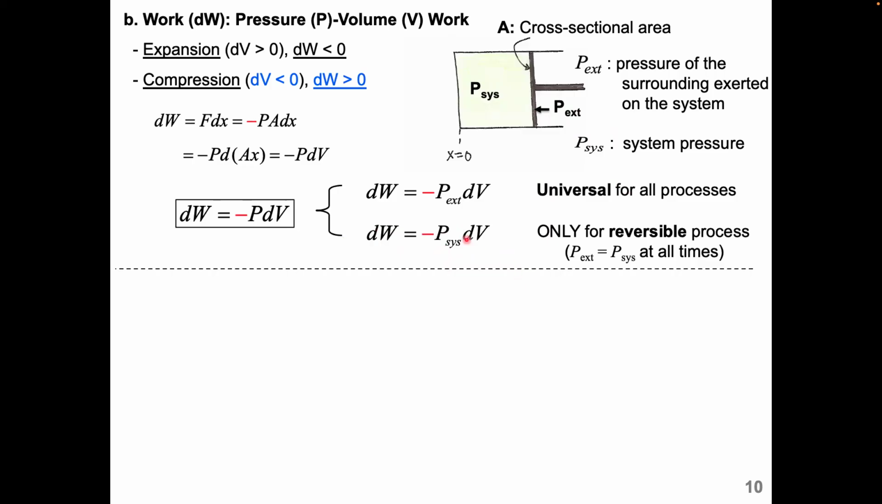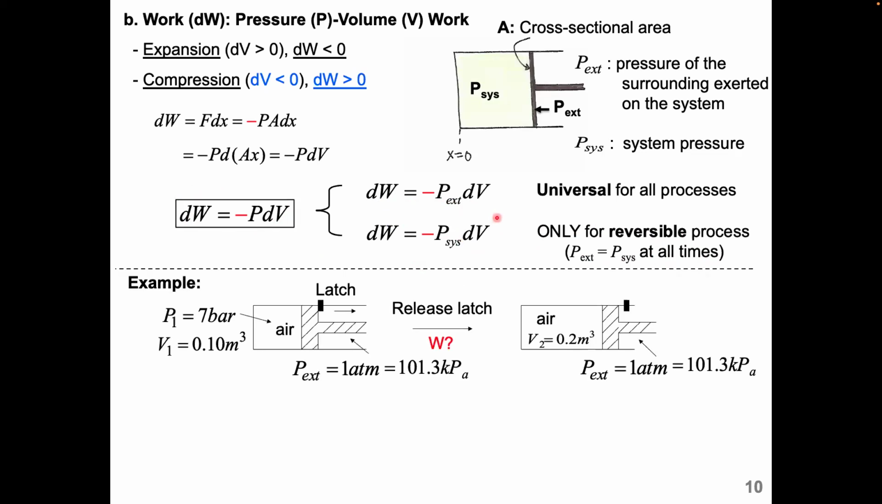But in the end, this equation is still true, because your external is equal to system, in this particular case of reversible processes. So to be safe, you can always just use dW is equal to minus P external dV. All right, let me give you an example here.